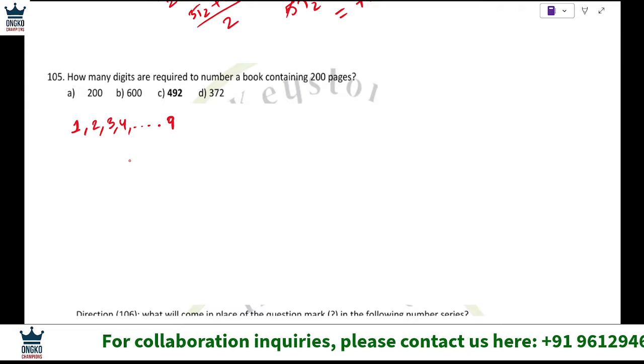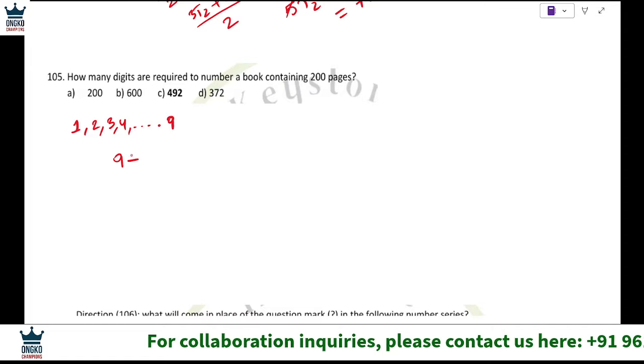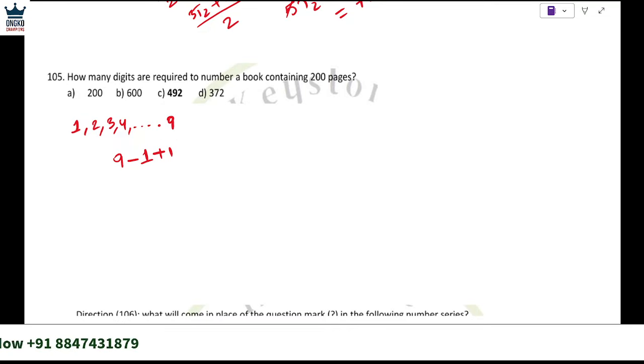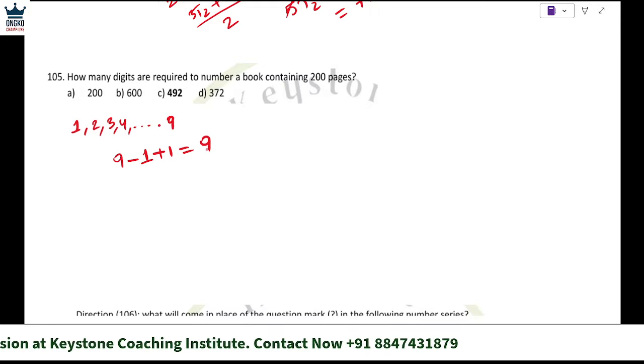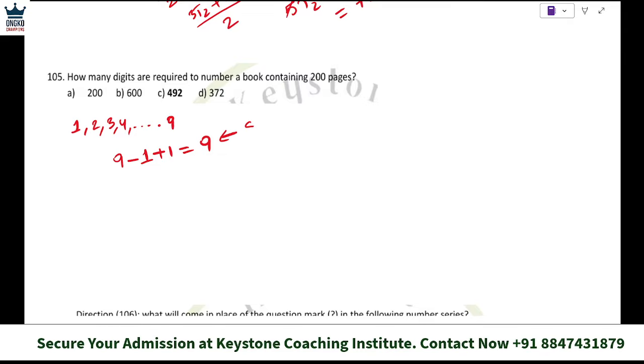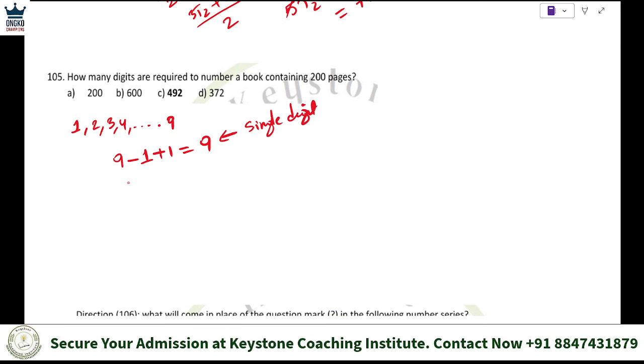So in this case, the biggest number is 9. We'll subtract the first number and then we'll add 1. That means here it is 9. So this is recording single digit numbers. Single digit is 9. Now for double digit.